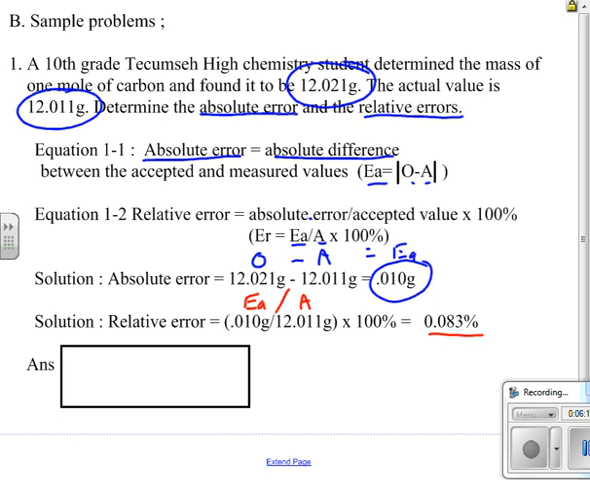So it is 0.083%. In other words, he is only 0.083% wrong. If you were taking a test and you got only 0.083% wrong, that means you would be, what, 99.917% correct. And so he was very close to the accepted value.